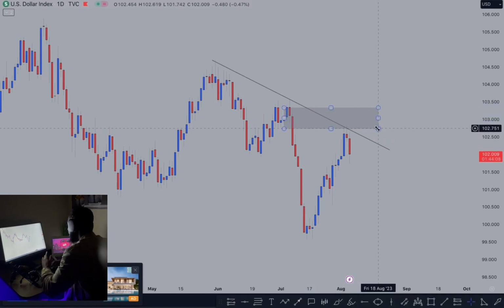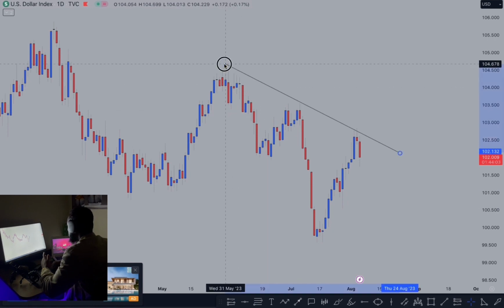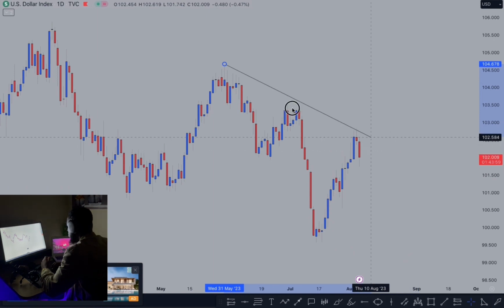I don't want to confuse you guys. I just want to focus on the simplest analysis, how you can understand, even if you're a complete beginner, just using the tools available, right? So this is the first touch, second touch. I want to see what price to do here.